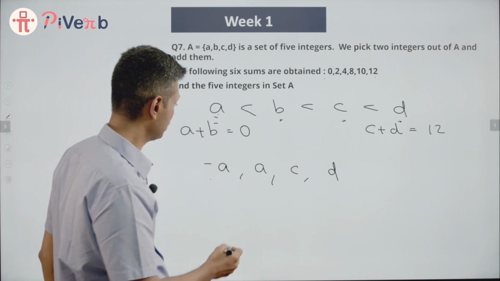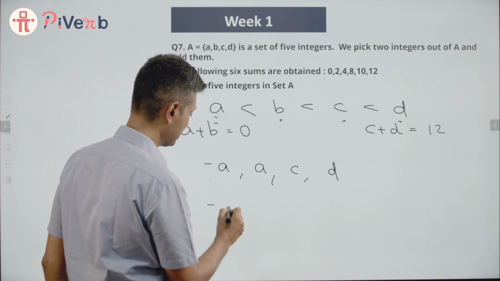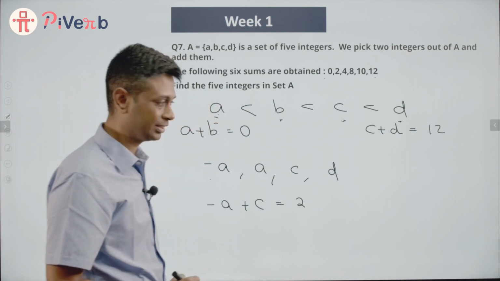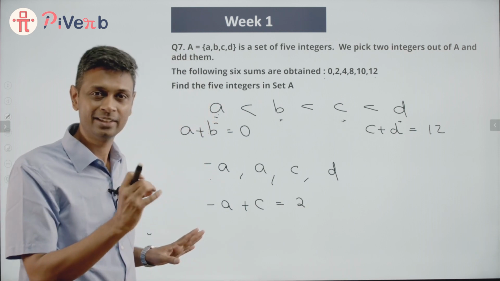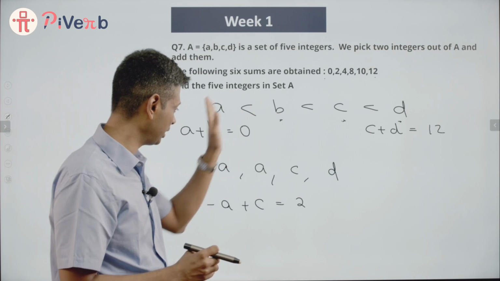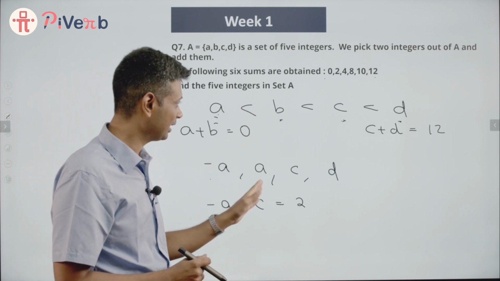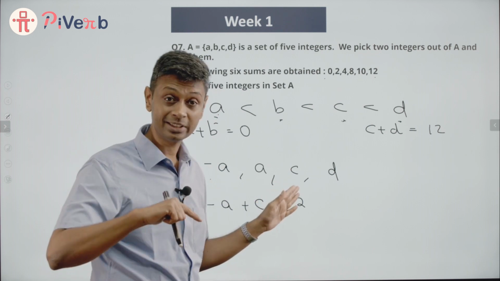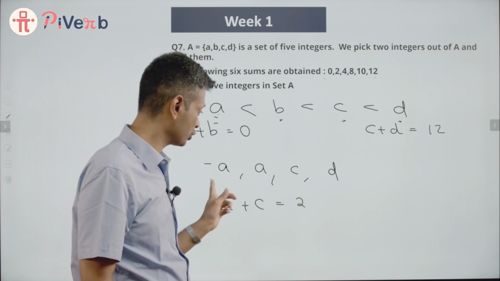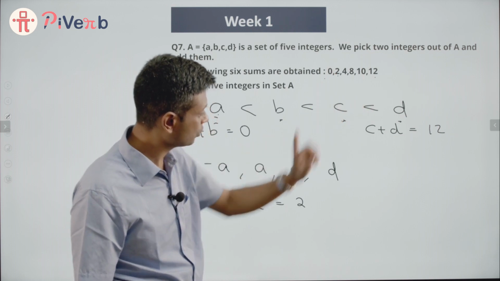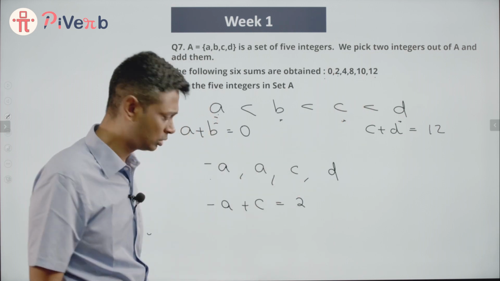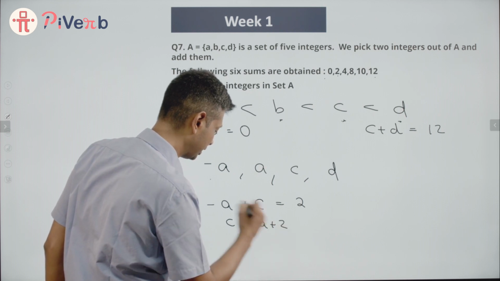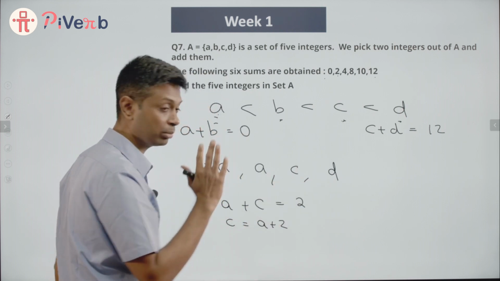Brilliant. So in our case, we know minus A plus C is equal to 2. The first number is minus A, the second number is A, the third number is C, the fourth number is D. First number plus third number is the next combination, and that is going to be 2. So minus A plus C is 2, or C is A plus 2.